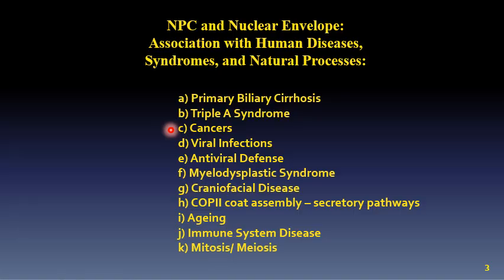And we see here, cancers are associated with nucleoporin defects. And then you have aging. That means getting old. Some of the associated nucleoporins, if they are mutated, you get old faster. Okay. And issues with mitosis and meiosis. Now this is really cool.